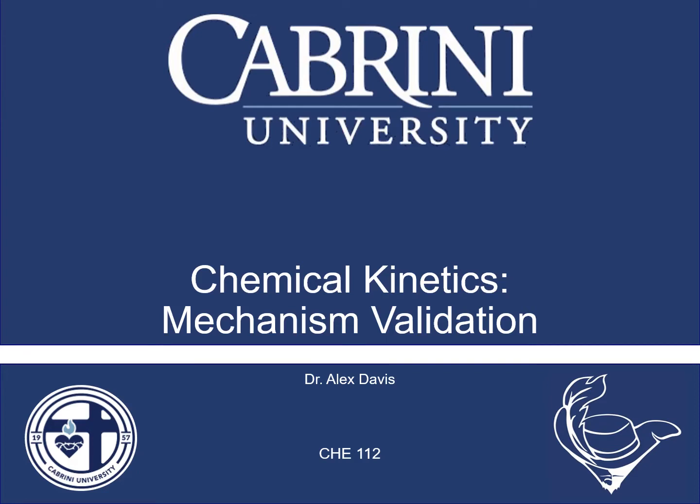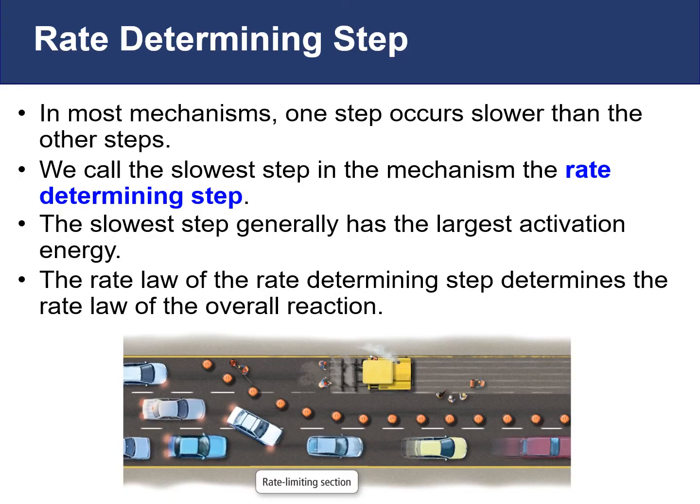In this video, we will describe how we can determine whether a mechanism is a valid option or not. In most mechanisms that contain more than one elementary reaction, one of those reactions or steps will occur slower than the other steps. We call the slow elementary reaction in the mechanism the rate determining step. You'll sometimes hear it or see it called the rate limiting step. They mean the same thing.